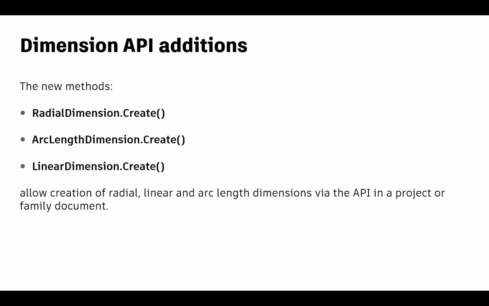There are also dimension API additions, new methods to create radial dimension, arc length dimension, and linear dimension. Again, this is not new functionality. It was available in UI, but unfortunately was not open in API. Now we improved this and added API support for creation of these dimensions.